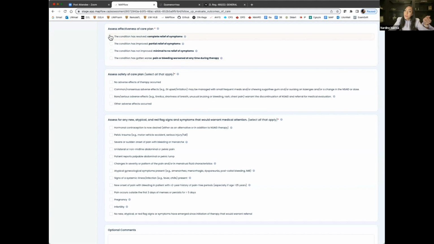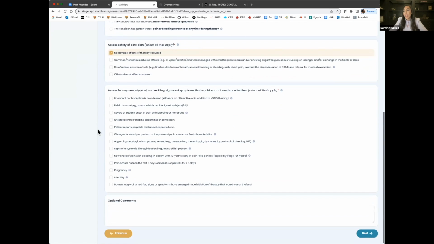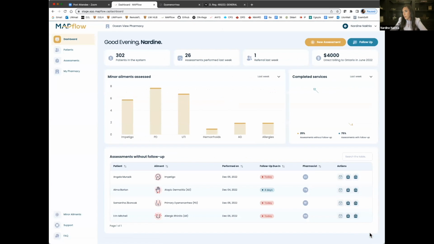Sometimes it'll prompt a new minor ailment assessment. Sometimes it'll prompt a renewal. It depends on what you select. Adverse effects of therapy, common ones, rare ones, what would happen if you get one of those rare ones, or no adverse effects. And then finally, did any new atypical or red flag signs or symptoms present since the initial consult, yes or no?